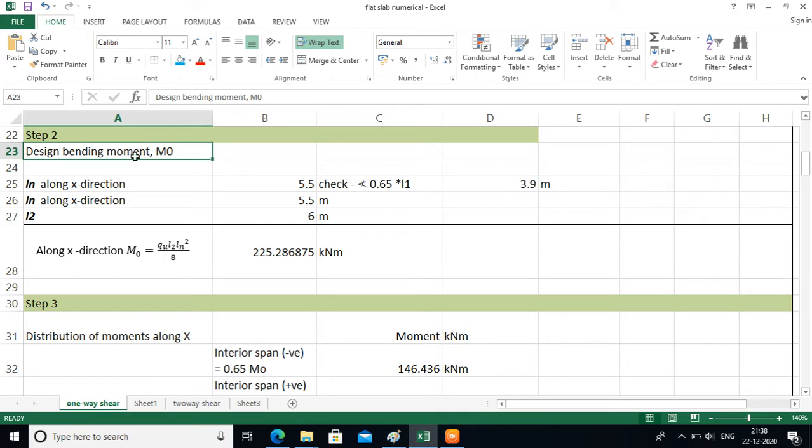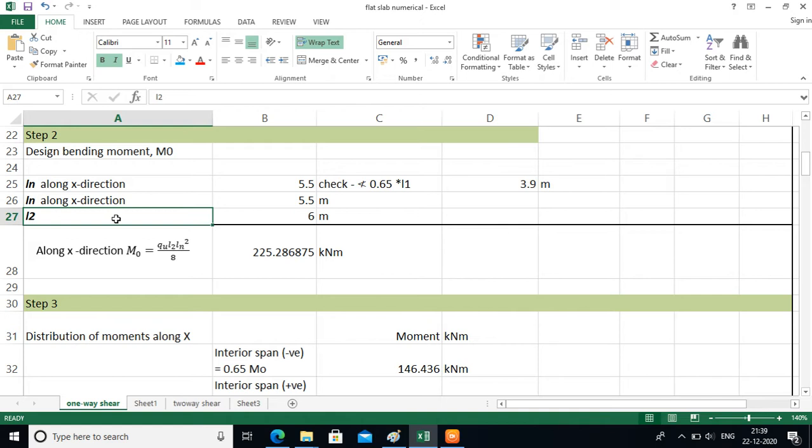So we are going to calculate this design bending moment M0 in x direction as well as in y direction, but the panel which we selected is square in shape, so the design bending moment M0 will be the same in x direction as well as in y direction. For this analysis of flat slab we must know some terminologies, that is L1, L2 and Ln. These are the terminologies we already discussed in the previous lecture.